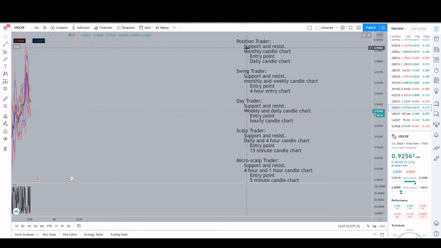So as you can see, the position trader should only be using two charts, okay? No more, no less, two charts.